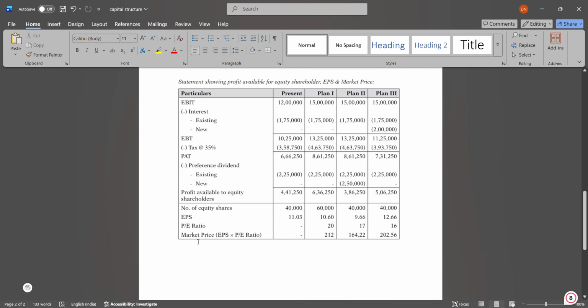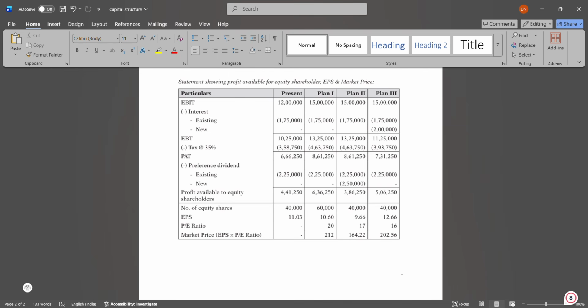So let's calculate the market price. So how is the market price calculated? Earning per share into PE ratio. So we can see that plan 1 will give more market price, that's 212 rupees. Second plan, plan B will give us 164 rupees 22 paise. And in the third case, we will get 202 rupees 56 paise.